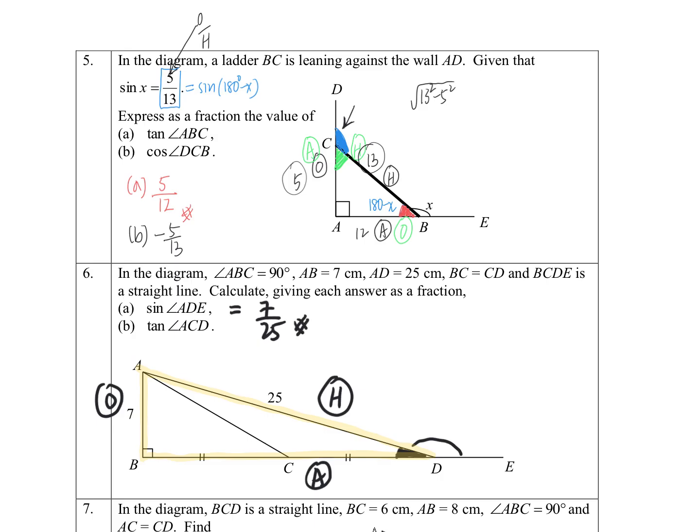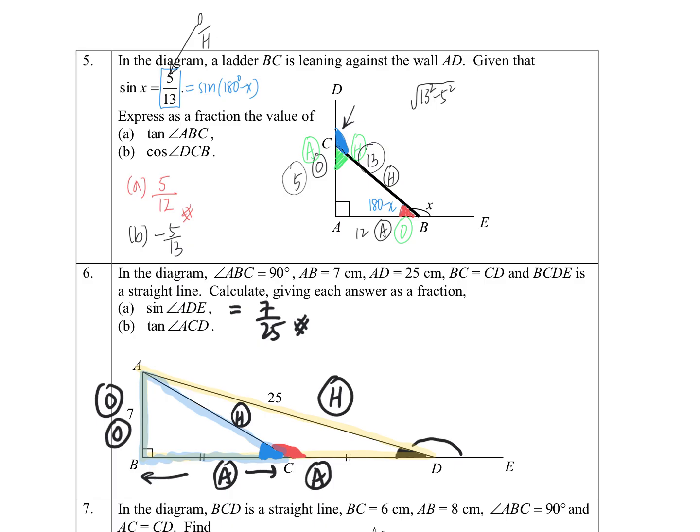Okay, next angle I'm interested in is ACD. This one is obtuse. So which angle should I look at? The one next to it, which is acute, this one. So I'm going to focus on the blue triangle now. So label your H, A, and O based on the blue. Tangent is O over A. So I need to have A first. How to find A? This one. I use Pythagoras theorem.